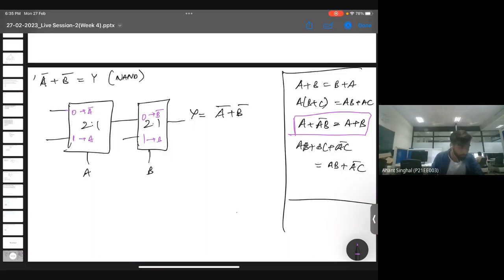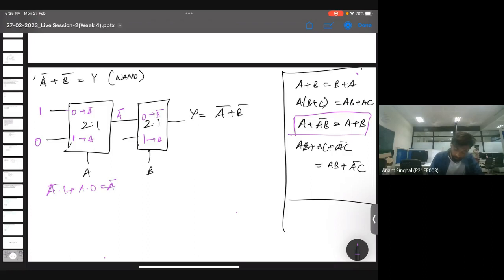Let's suppose we take 1 here and 0 here. This will give nothing but A bar. I hope it is clear. This is similar to the NOR one. It is nothing but A bar into 1 plus A into 0, so it will give A bar.